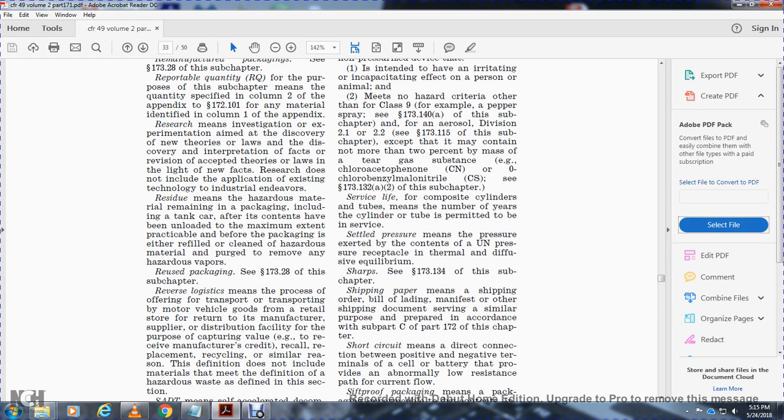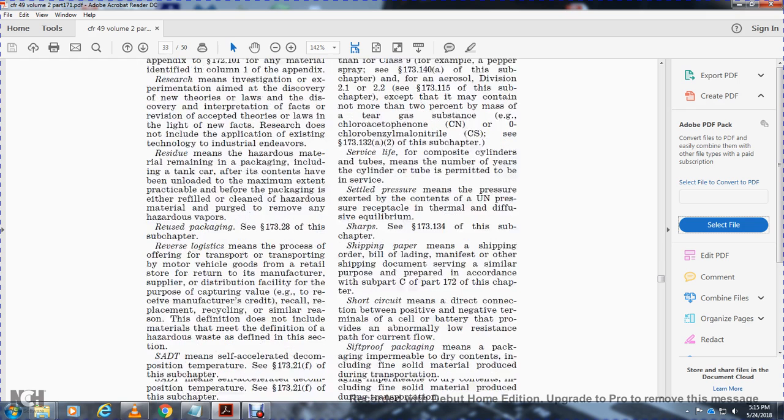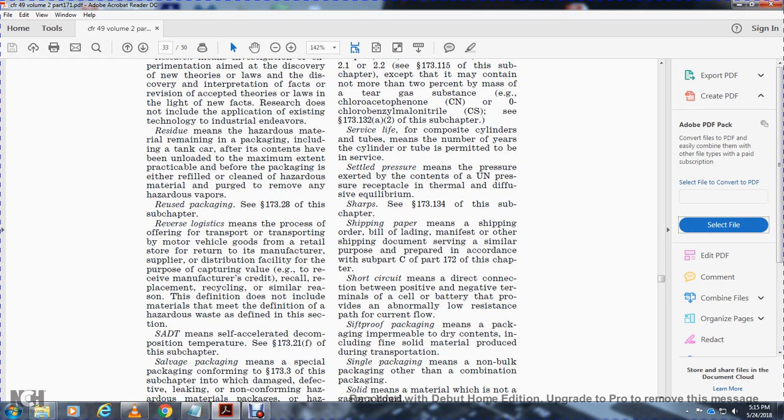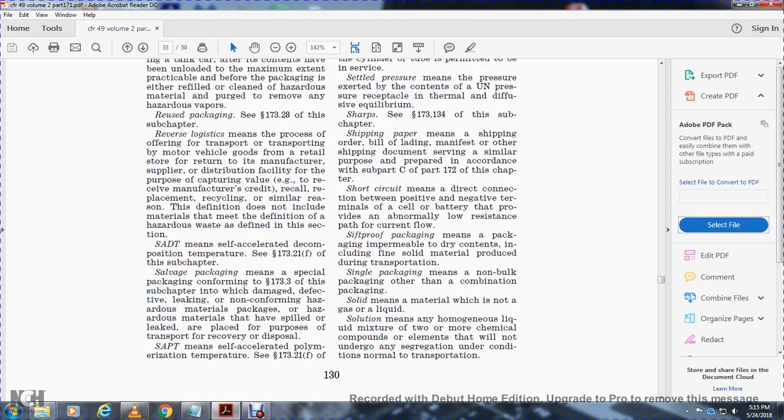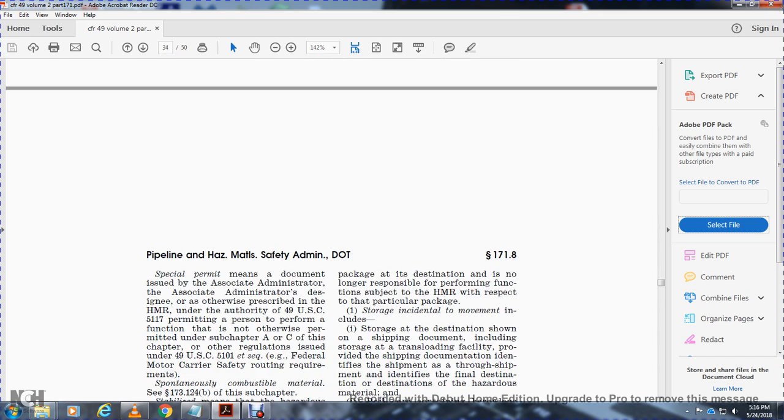Short circuit means a direct connection between the positive and negative terminals of a cell or battery that provides an abnormal loss of resistance to current flow. Sift-proof means a packaging impermeable to dry contents, including fine solid material produced during transportation. Single packaging means a non-bulk packaging other than a combination packaging. Solid means a material which is not a gas or liquid. Solution means any homogeneous liquid mixture of two or more chemicals, compounds, or elements that will not undergo any segregation under conditions normal to transportation.